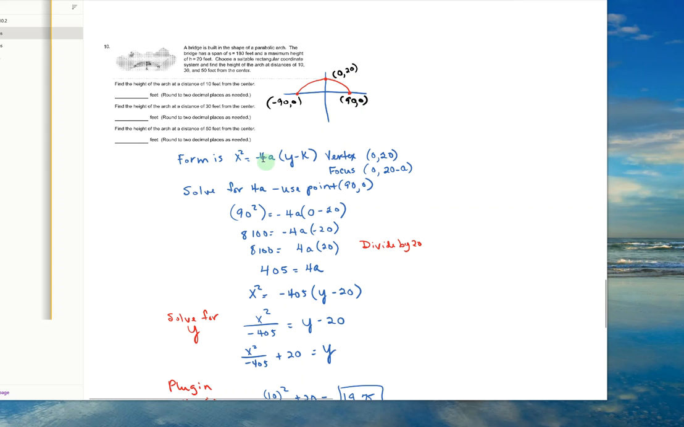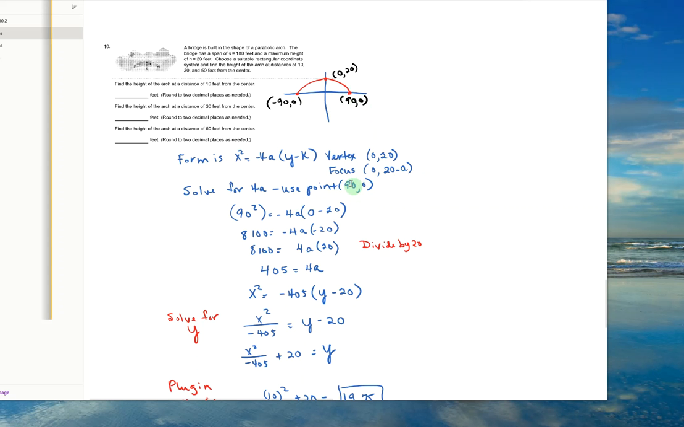We've got x squared equals negative 4a times (y minus k). The vertex is at 0, 20. That's that point up there. The focus is at 0, 20 minus a. We've got to find out what a is. So solve for 4a using the point 90, 0. We're going to use this point right here.